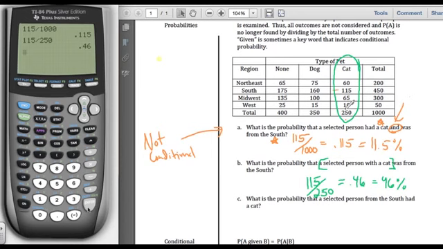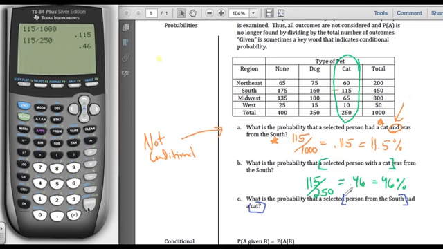C is a very similar question. There's a slight difference, and our answer is slightly different. C says, what is the probability that a selected person from the South had a cat? Note there's no and, there's no or in the wording. But I'm looking at two categories, being from the South and having a cat. I'm not going to look at their overlap because it's not an and probability. I'm not going to add them together, but I'm going to use the condition.